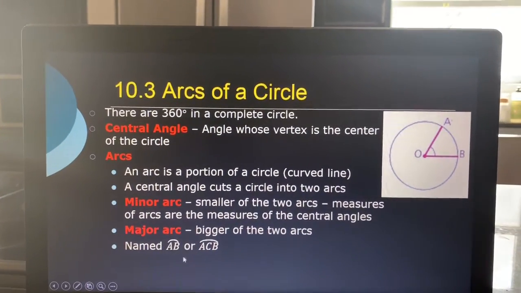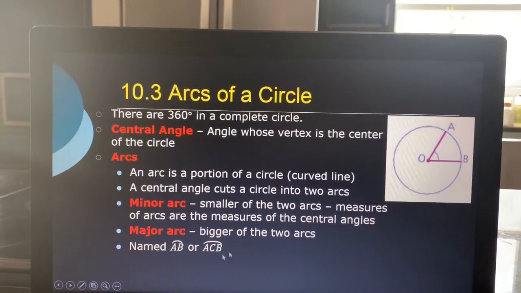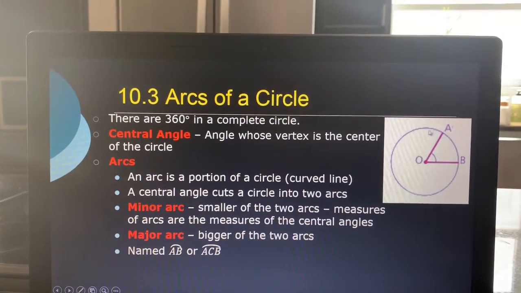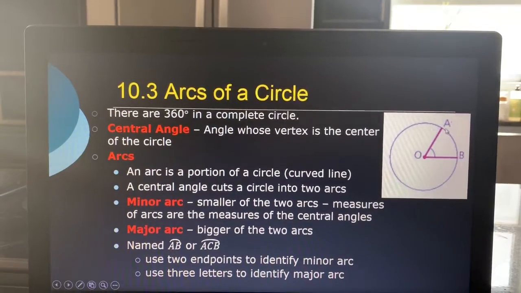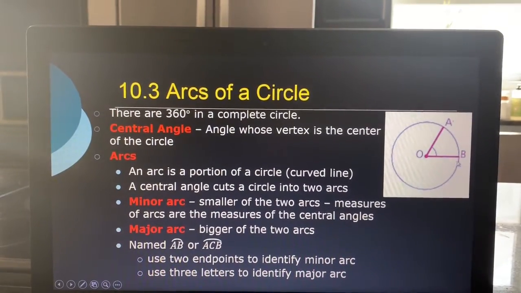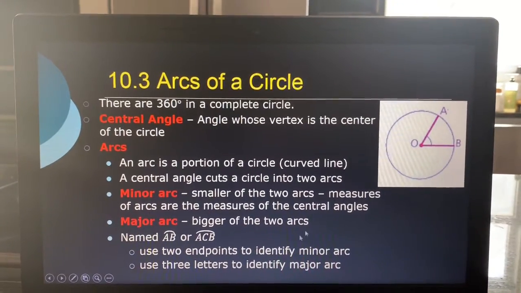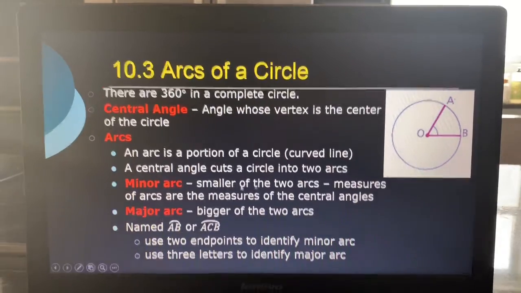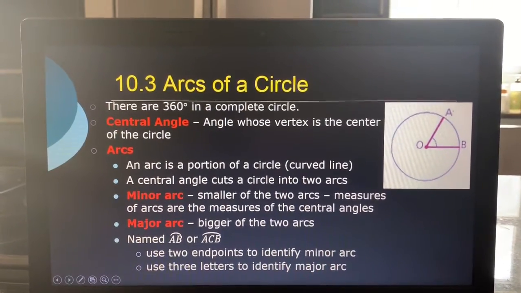And so you could name the smaller one AB, but you'd have to name the major arc with 3 letters. A, and pretend there's like a C out here. You could name it ACB. And so you use 2 endpoints to identify a minor arc. You need at least 3 letters to identify a major arc. Mostly we're going to be dealing with minor arcs, but you do need to know these definitions of minor and major arcs, okay?